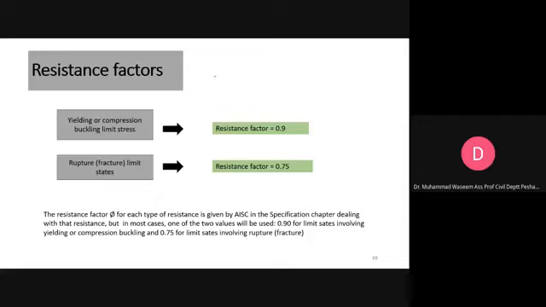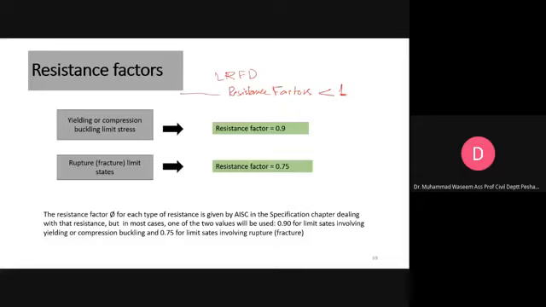So we talked about LRFD. In LRFD, we use resistance factors, and these factors are less than 1.